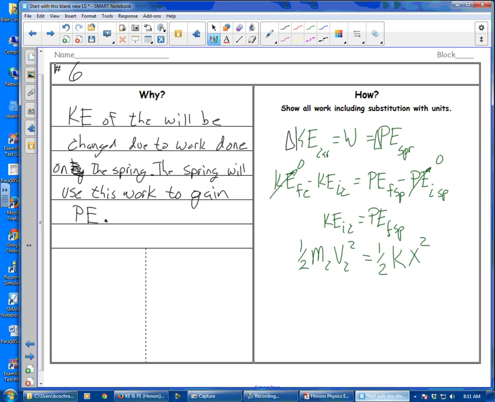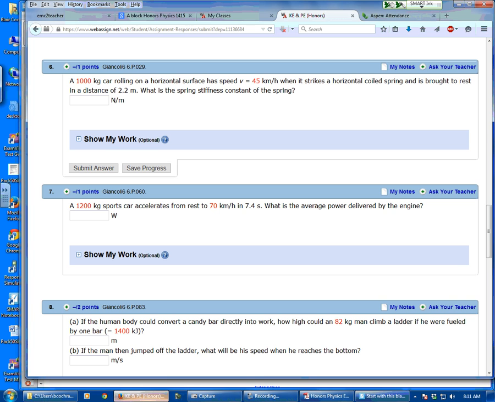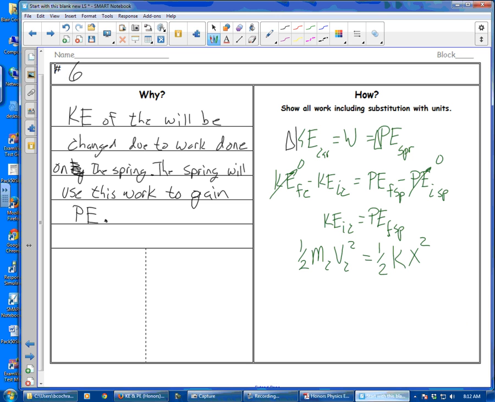I know all those values, but I should make sure that I use base units. My inertia is in kilograms, yay, I don't have to convert it, but my speed is given to me in kilometers an hour. I need to make sure I use meters per second, not kilometers an hour. And then my distance is in meters, so that's all happy, because they want this in Newton meters.